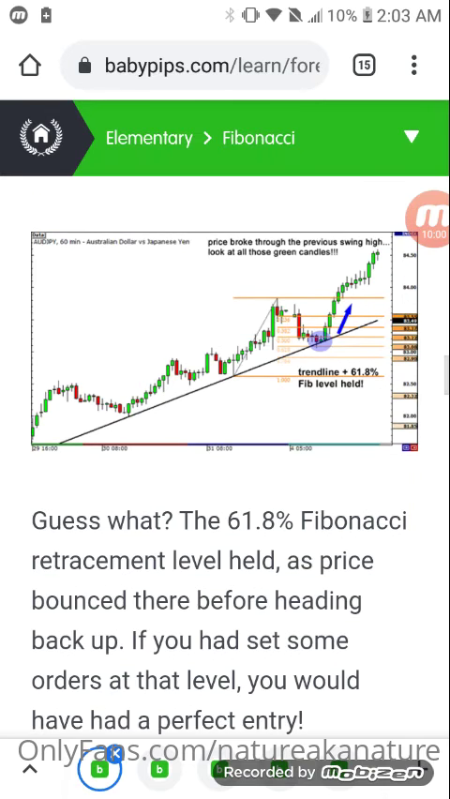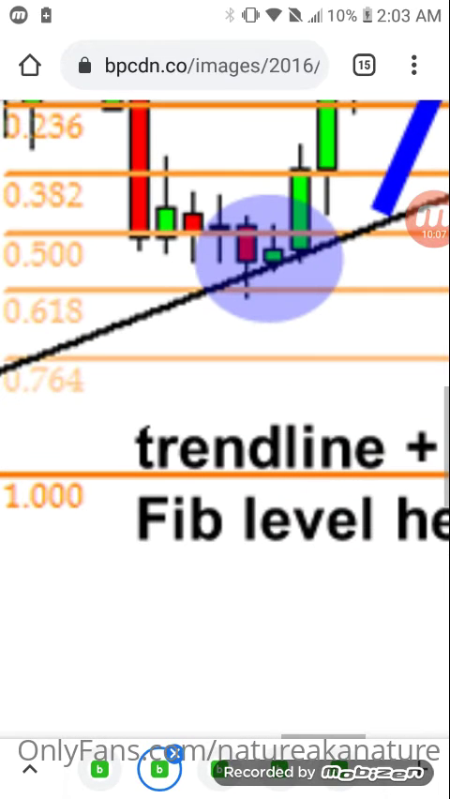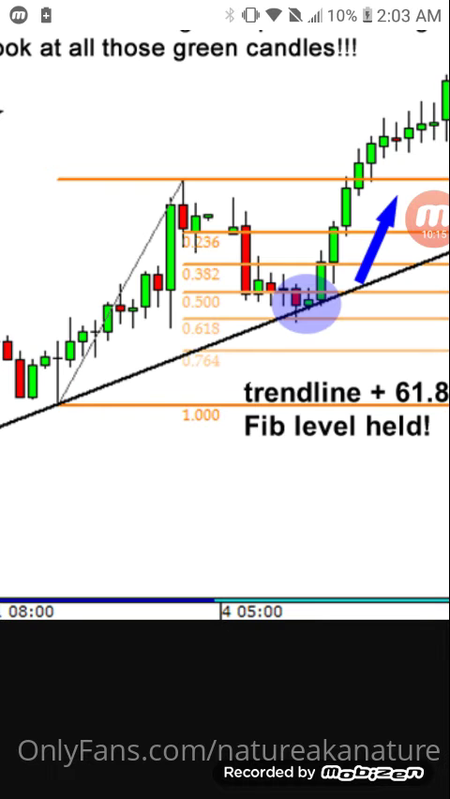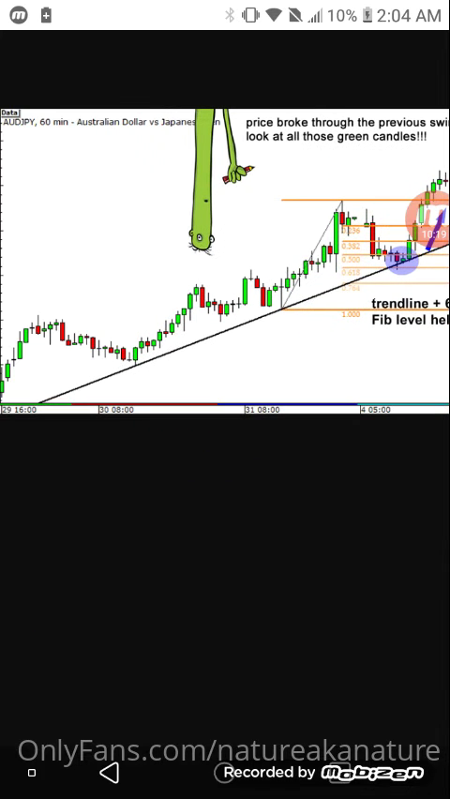So it also did test the trend line. This is why it's good to use the retracement and the trend line. You see how price tests that trend line, not just once, but about 2-3 times before heading back up, and off the 61.8 retracement level.